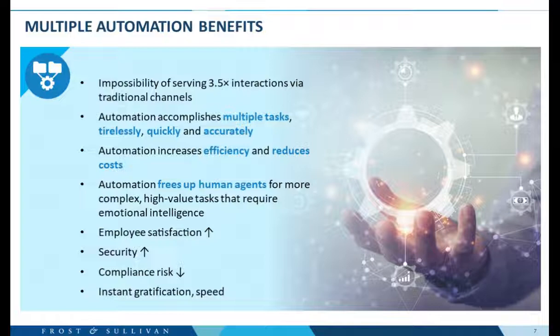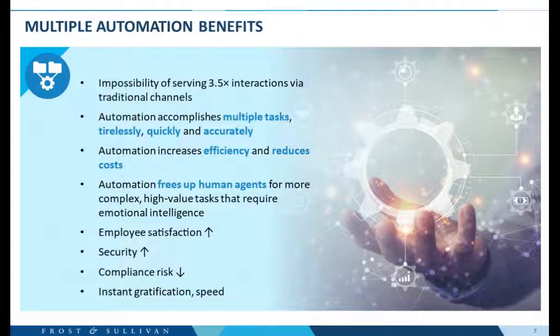But automation accomplishes multiple tasks tirelessly, quickly, and accurately. Automation increases efficiency and reduces costs. It frees up human agents for more complex, high-value, sensitive, and frankly, more interesting tasks that require emotional intelligence, reasoning, or judgment. And employees love that. So you get a big improvement in employee satisfaction as well. Security increases and your compliance risk decreases.